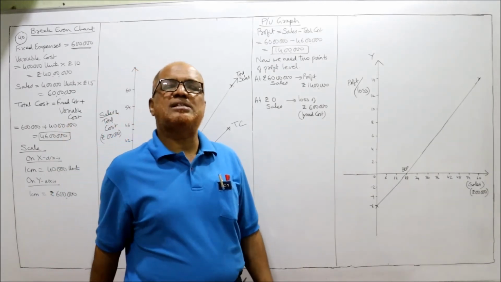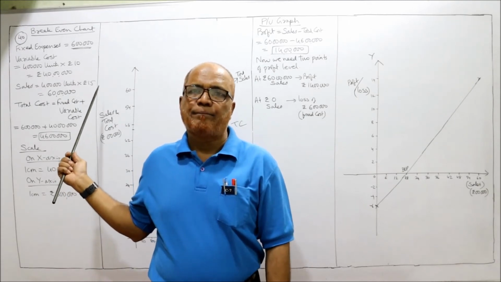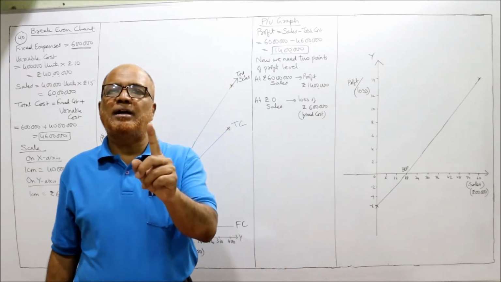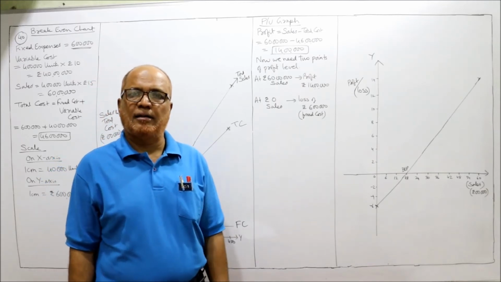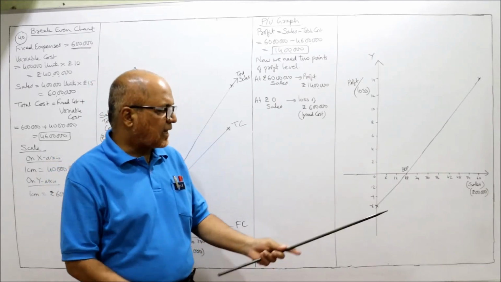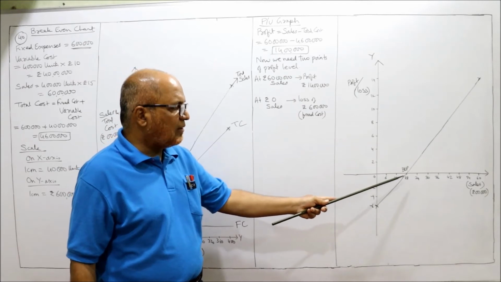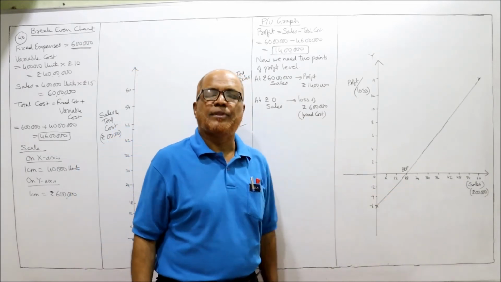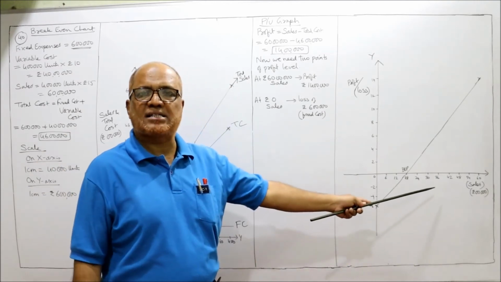What is the maximum sales? 60 lakh. Maximum sales, total sales are 60 lakh. So 1 centimeter I am taking 6 lakh. So you can see 6, 12, 18, 24, 30, 36, 42, 48, 54, 60. So 60 lakh rupees sales on the x-axis.